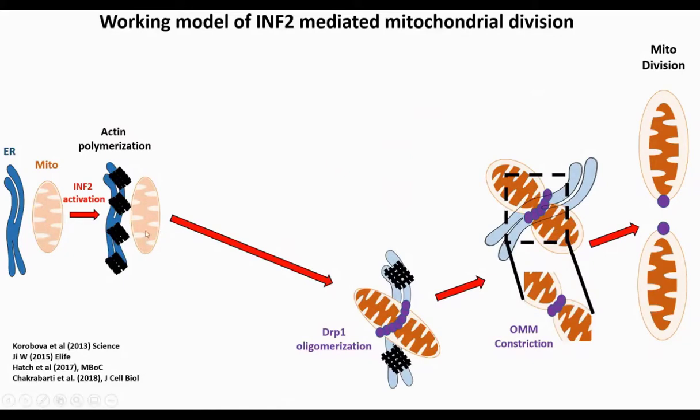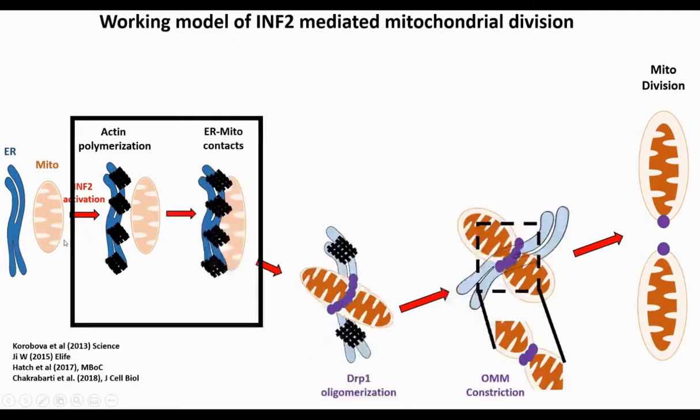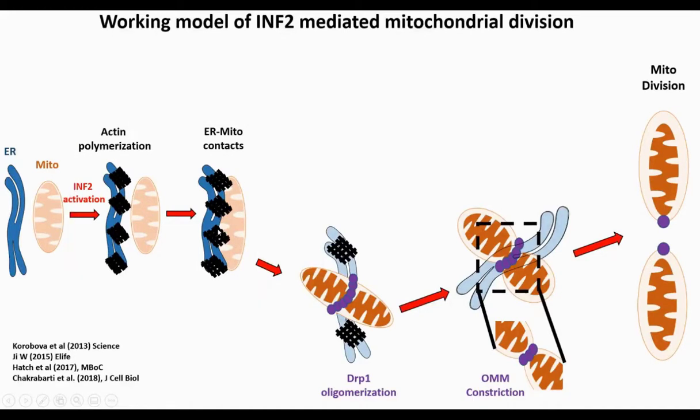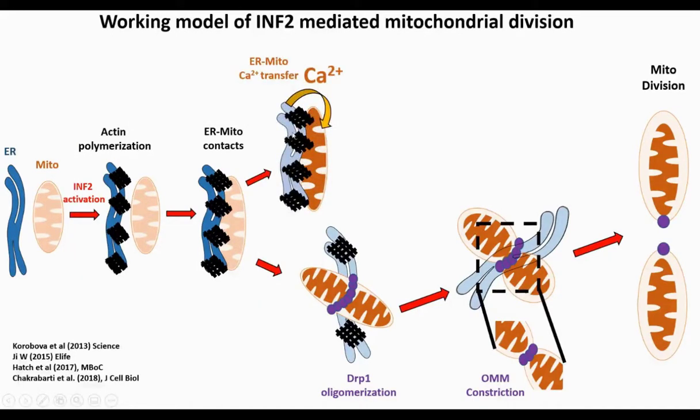So this is what I showed you, that the previous belief that we have is that actin filaments help assemble the Rp1 that aids in the mitochondrial division. Now what I found out is there is an additional step. So these actin filaments that form on the ER also facilitate first the ER-mitochondria contact. And this ER-mitochondria contact helps in the calcium transfer from ER to mitochondria.